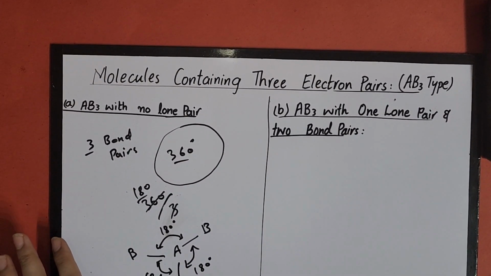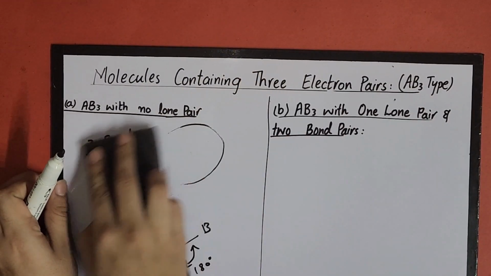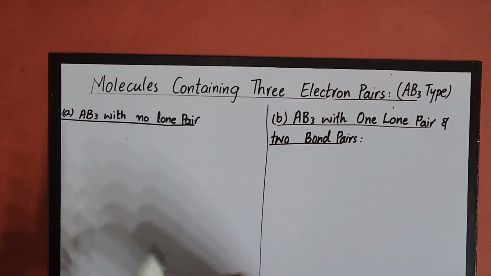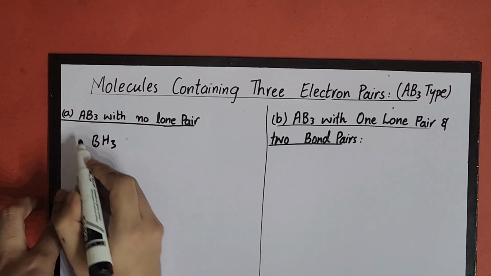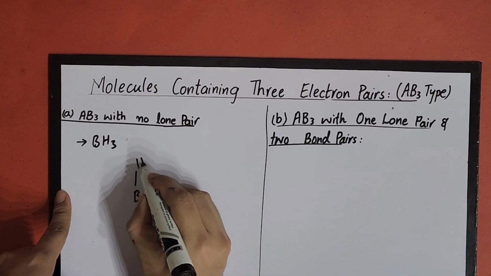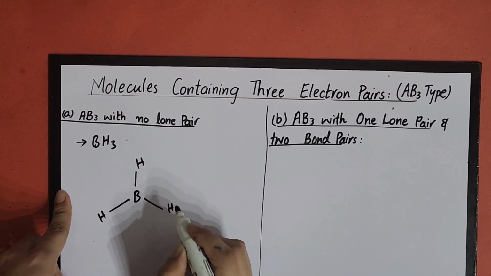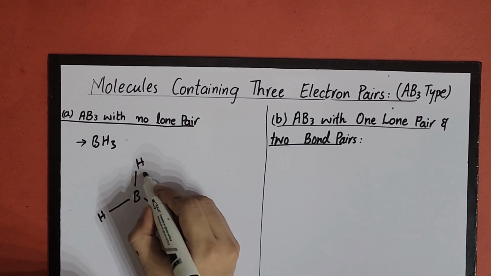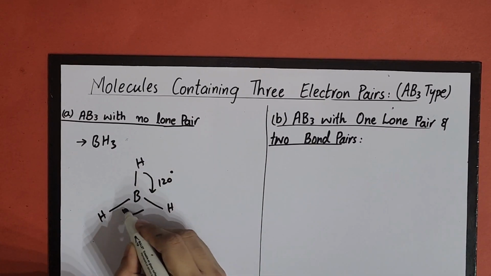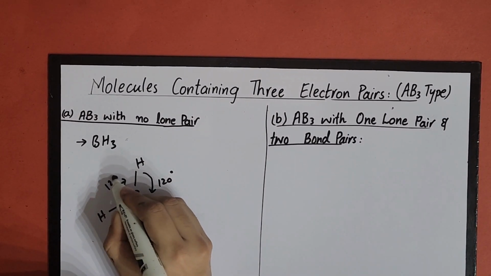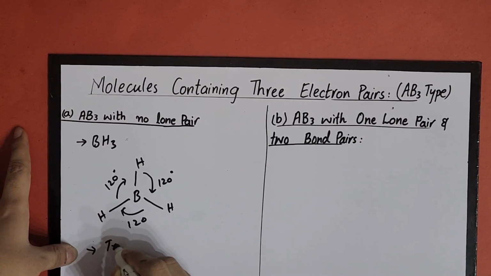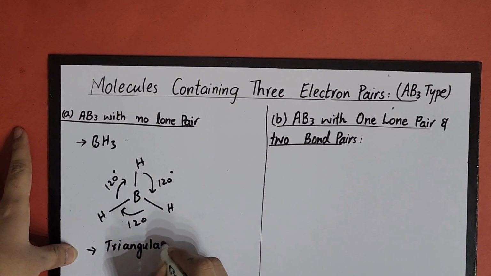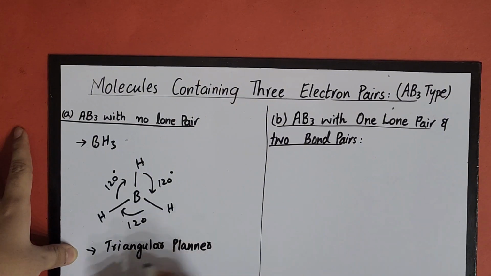There is BH3. So if I draw B with 3 hydrogen atoms attached to boron, they are 120 degrees apart from each other. The angle is 120 degrees. So its geometry is basically trigonal, triangular planar geometry.